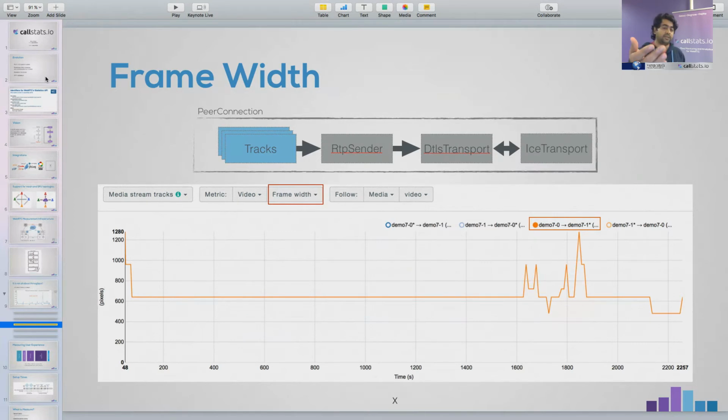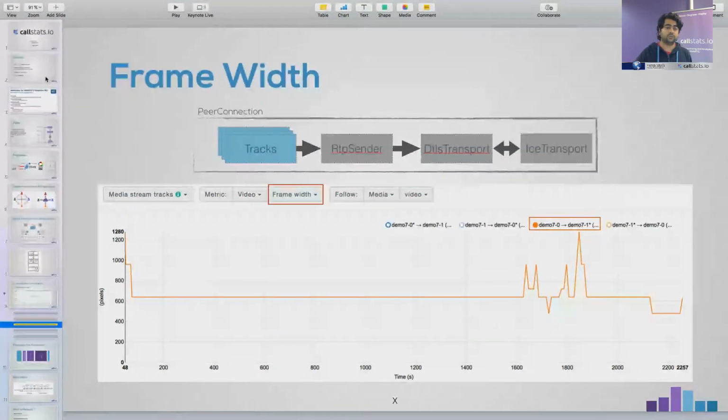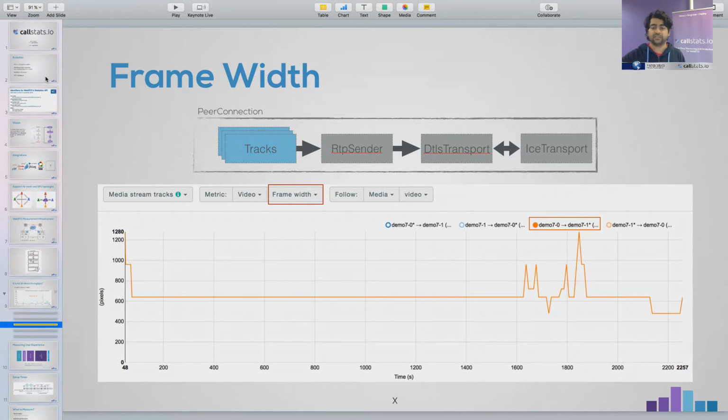And how we do this is, for example, in this call, you can see the frame width. It starts just shy of 1280, very quickly drops to 960, drops to 640, and then stays there for most of the call. Then at some point in the middle of the call, it starts to flap. It goes from 640 to 960, then goes back down, then goes up to 1280, comes back down, goes back to 640, and then drops to 480 towards the end of the call.